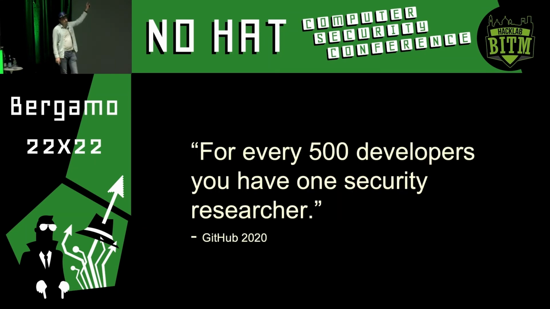There's the statistic that GitHub has: for every 500 developers, you have one security researcher. We are heavily outnumbered in this industry. And so I believe that bulk pull request generation is one of the best ways for us to scale our knowledge of security to fix these vulnerabilities that plague the industry writ large.